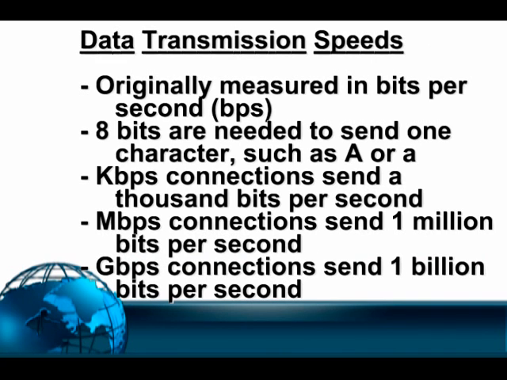Data transmission speeds. Originally measured in bits per second, or BPS. 8 bits are needed to send one character, such as A or a. Kilobits per second connections send 1,000 bits per second. Megabits per second connections send 1 million bits per second. Gigabits per second connections send 1 billion bits per second.